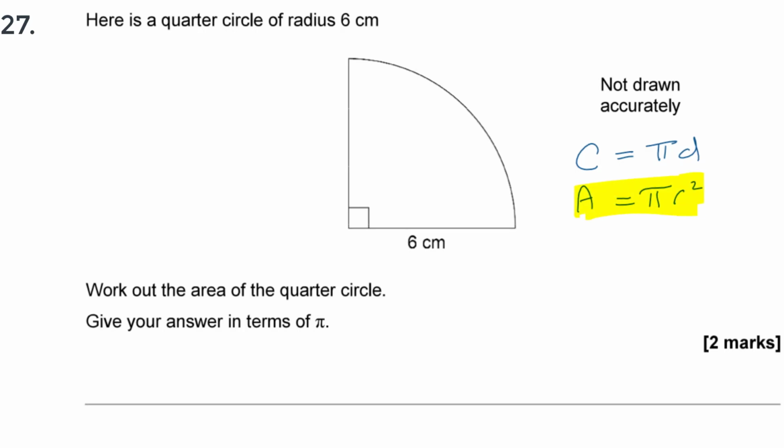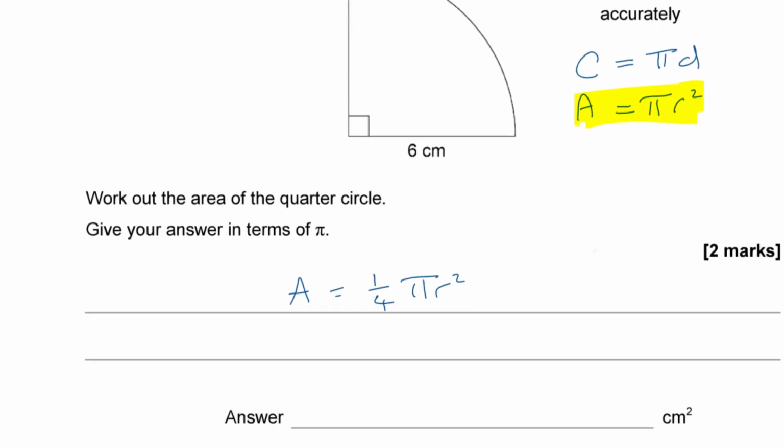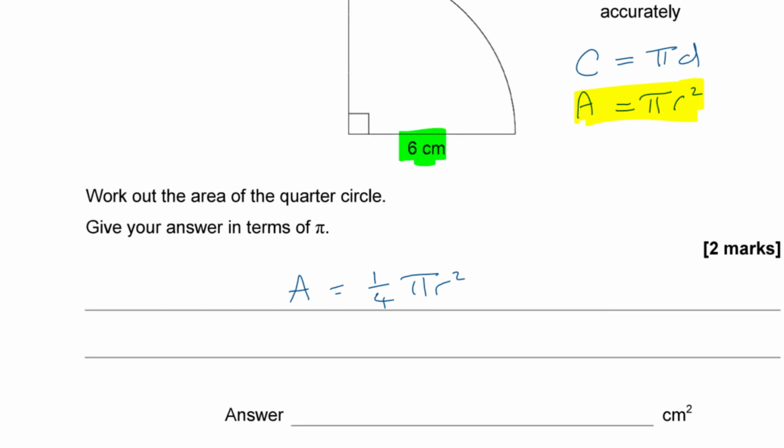We don't have a whole circle, got a quarter of one. So then the area of this quarter circle is going to be a quarter of pi r squared, where r is the radius, r is 6, so that goes in there. So my area is going to be 1/4 of pi times 6 squared. 6 squared is 36, so that is equal to 1/4 of pi times 36, and 1/4 of 36 is 9. So the answer is 9 pi.